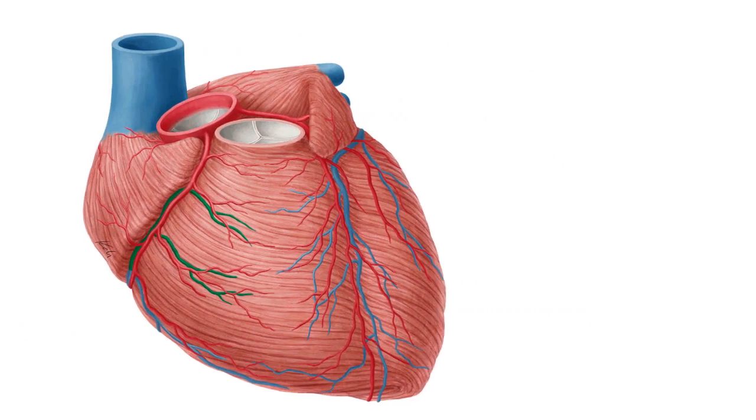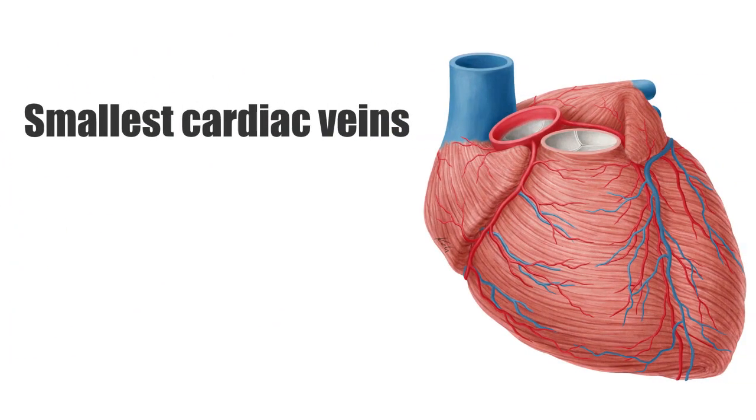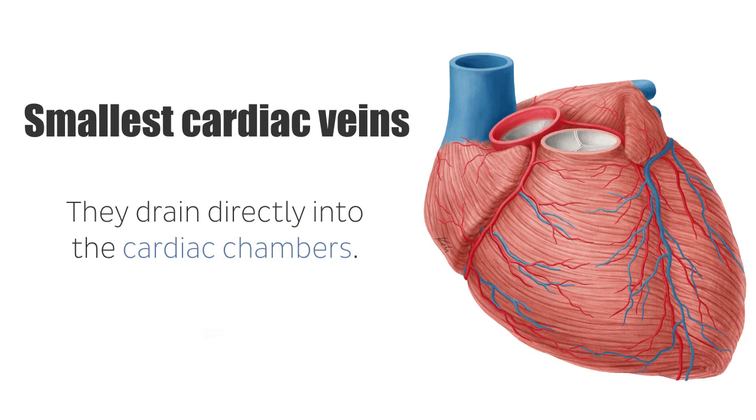Now the second group, and the final veins that we will talk about in this tutorial, are the smallest cardiac veins, also known as the veins of Thebesius. These tiny veins cannot be seen macroscopically, and that is the reason we don't have an image for these veins, so no highlight. They drain directly into the cardiac chambers, and they are numerous in the right atrium and ventricle, and are occasionally found in the left atrium and ventricle.